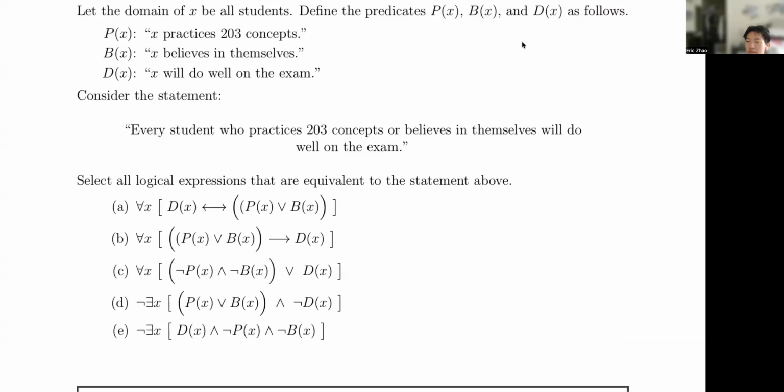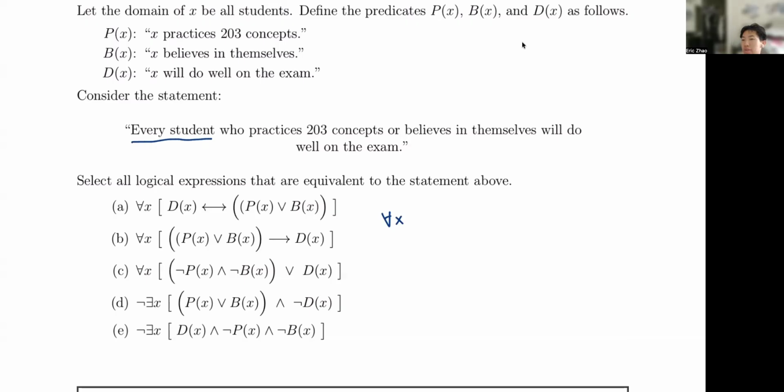So how do we do this? Let's not even look at the choices first. We have every student, which is going to be a for all. So every student X who practices two or three concepts or believes in themselves will do well in the exam.